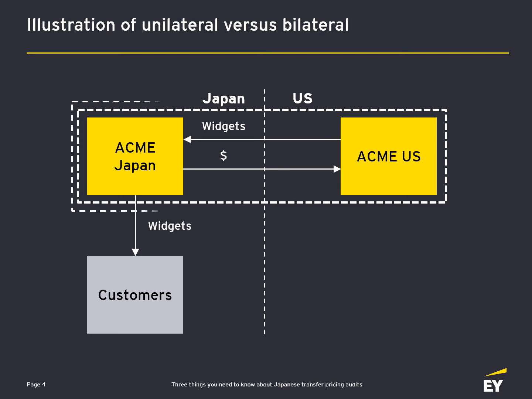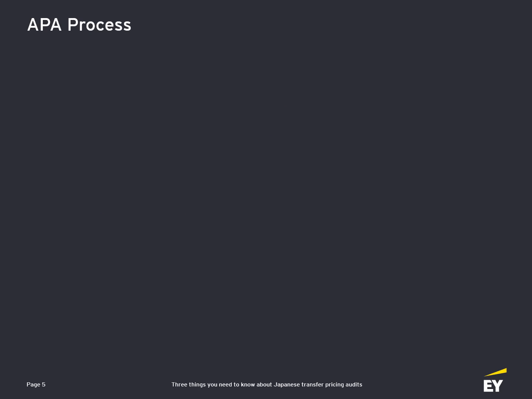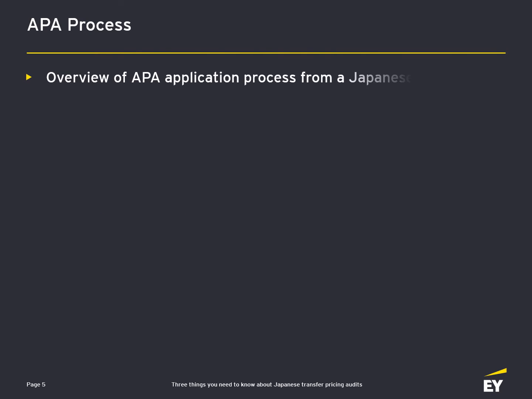A unilateral APA is made with one tax authority, so it can be simpler and quicker. You might choose the tax authority in the country where you see the most risk, for example. The main advantage of a bilateral APA is greater certainty compared to a unilateral APA because you reach agreement with both tax authorities.